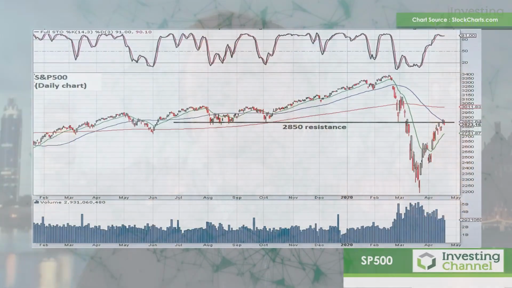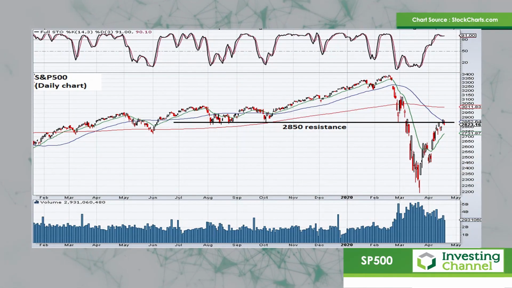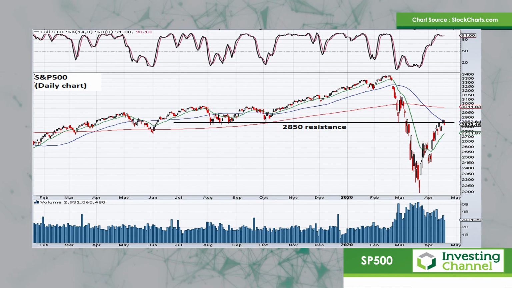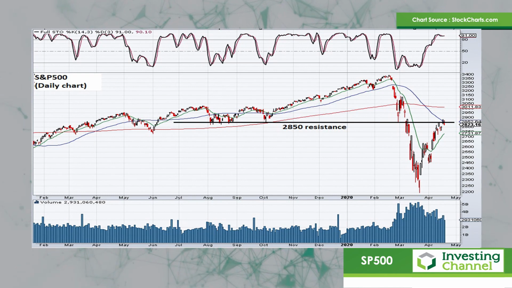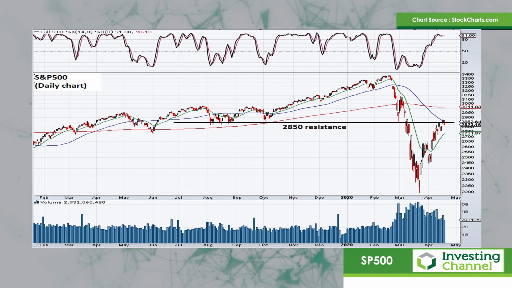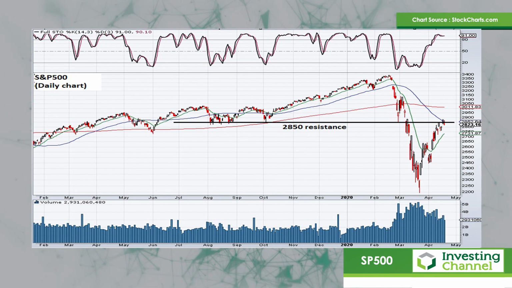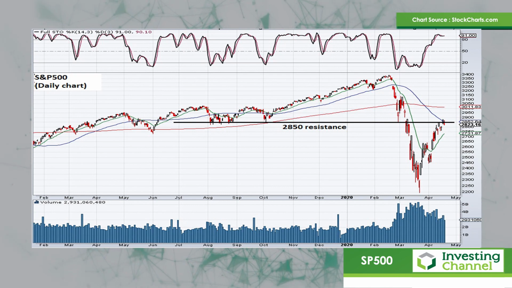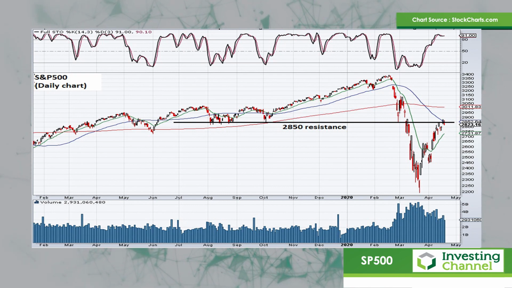So if we take a look at my first slide, it has a look at the S&P 500. It's a daily chart. And what's really notable here is the 2850 resistance level that I've alluded to in the past. That is significant because it marks out the prior lows in August, September and October of 2019. We saw the market crashing through that level in March of this year, but it's now rebounded very strongly and we're now back up and retesting that level.